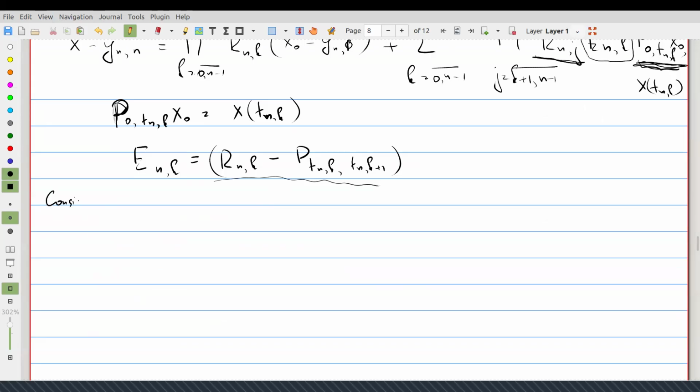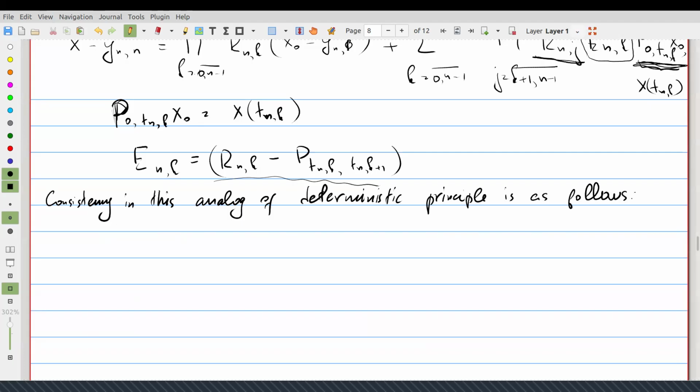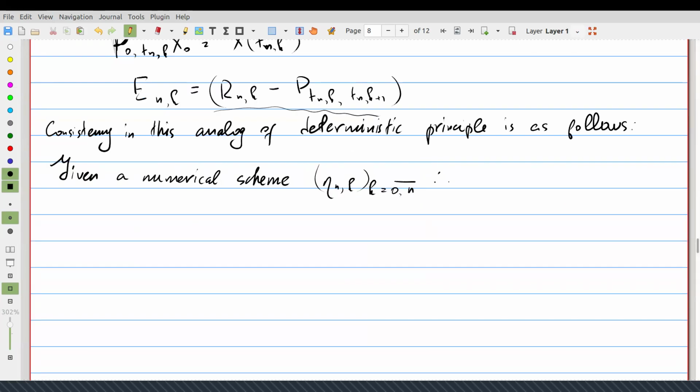So I will just formulate the idea. Consistency in this analog of the deterministic principle is as follows. Given a numerical scheme at nk, we don't care how it really works right now. Stability means that there exists a deterministic positive function f such that three things happen. Obviously, it converges to zero when delta goes to zero.